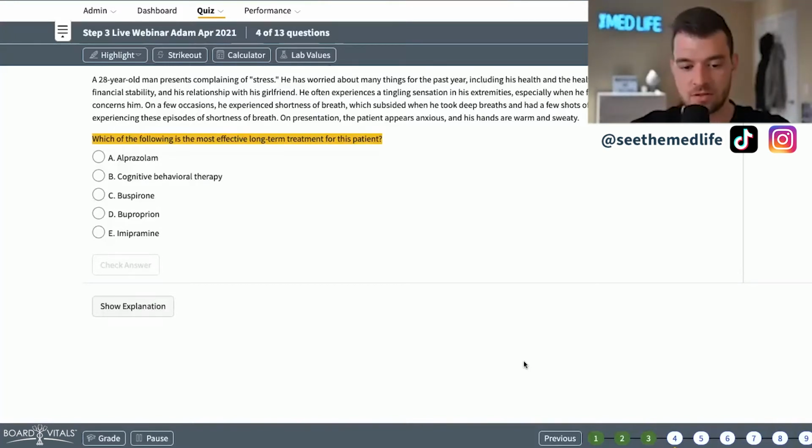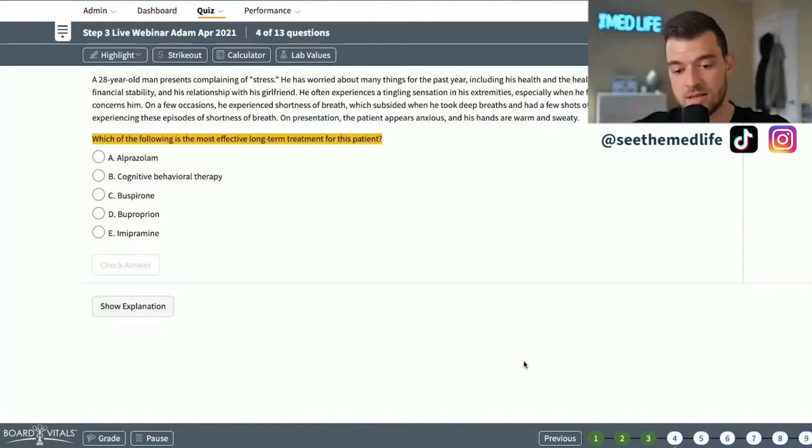So we have a 28-year-old gentleman. He's complaining of stress. He's worried about many things over the past year, including the health of his family, his future financial stability, his relationship with his girlfriend. So he's got a lot going on. He often experiences a tingling sensation in extremities, especially when he focuses on a particular topic that concerns him. On a few occasions, he's experienced some shortness of breath.